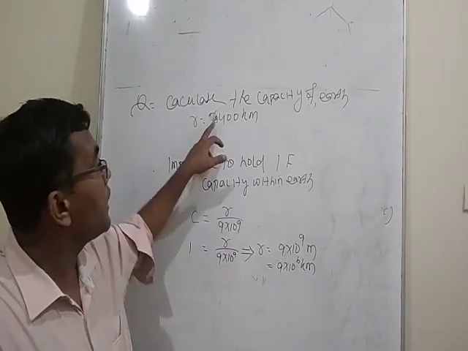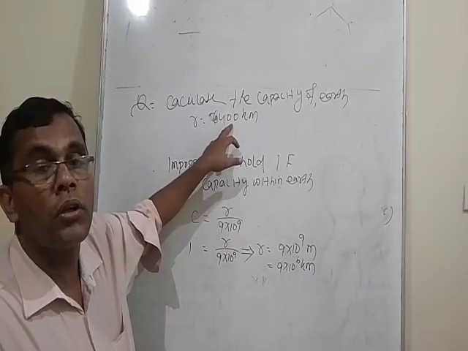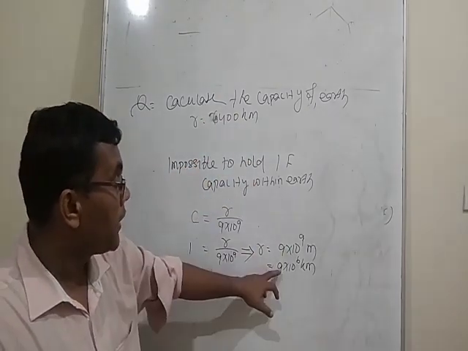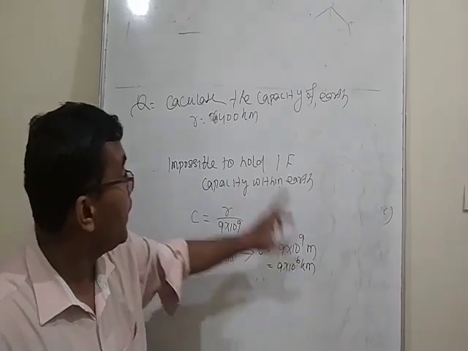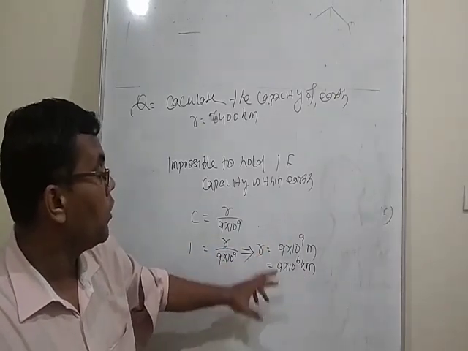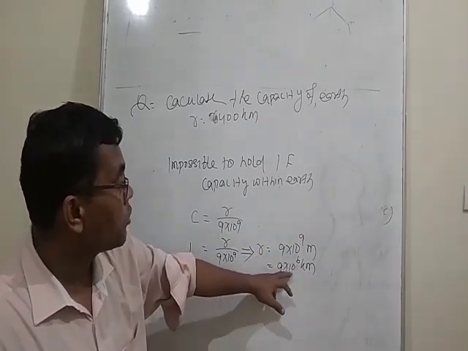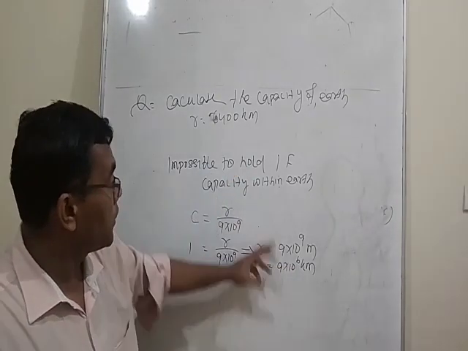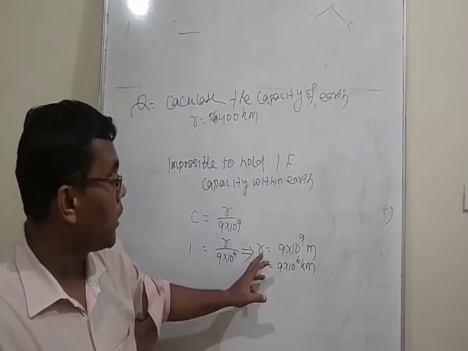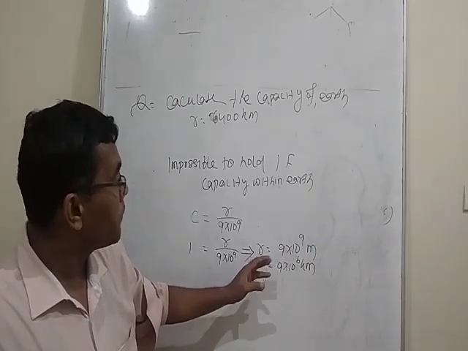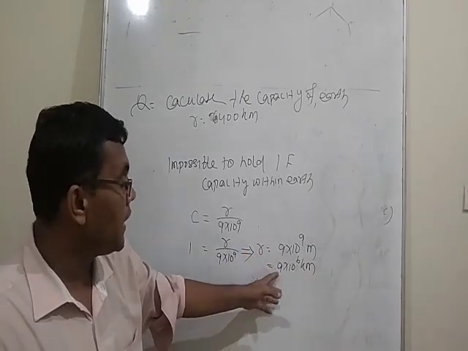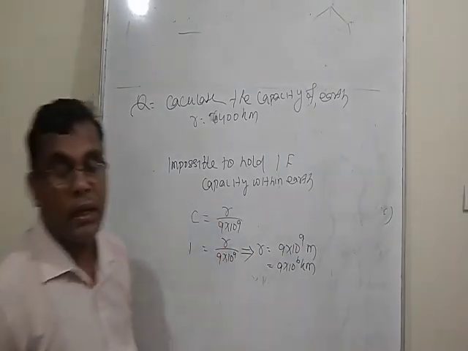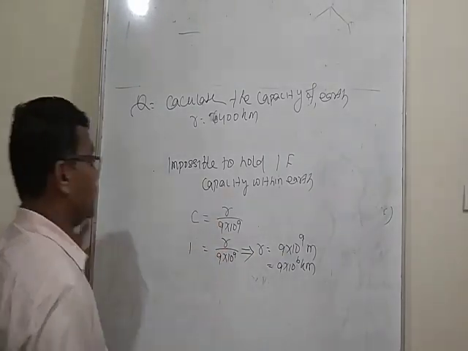But the radius of Earth is only 6400 kilometer. Only if the radius is 9 into 10 to the power 6 kilometer can 1 farad capacity be held in it. See how very large a quantity this is. So the radius of Earth is only 6400 kilometer, but the radius of a body which can hold 1 farad capacity is 9 into 10 to the power 6 kilometer. So it is impossible to hold 1 farad capacity within the Earth.